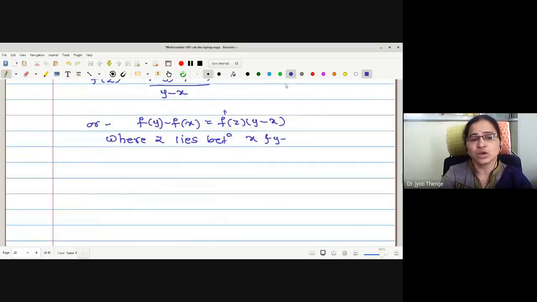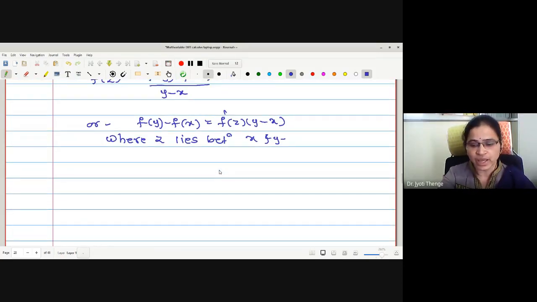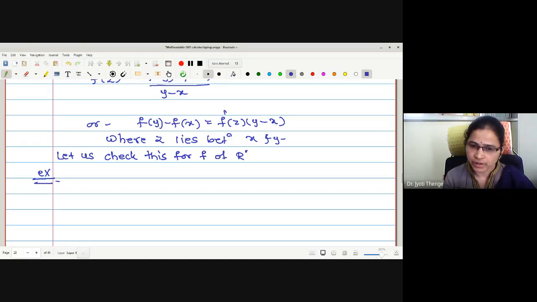Now we have to check whether this is going to be true for multivariable vector valued functions or not. We want to prove that this equation is in general not true for functions of this type. Let me write one example here. Let us check this for f from R^n to R^m type. I am going to check it for this type of function.